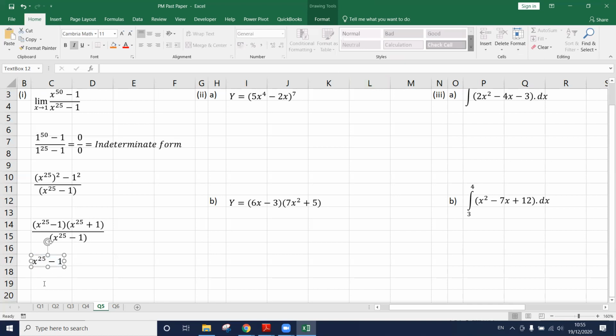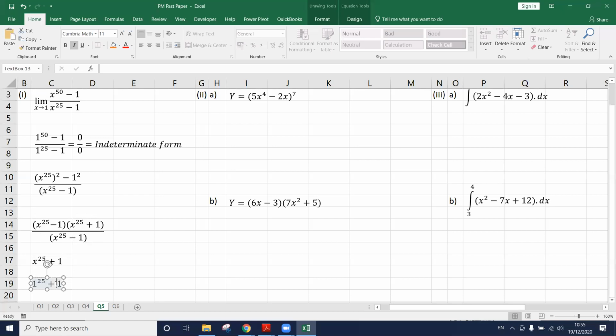Instead of x we need to substitute 1. Again, here we substituted 1 for x. Sorry, we will be left with the other one, right? Positive 1. This minus 1 and minus 1 cancel out, and we are left with only x to the power 25 plus 1.